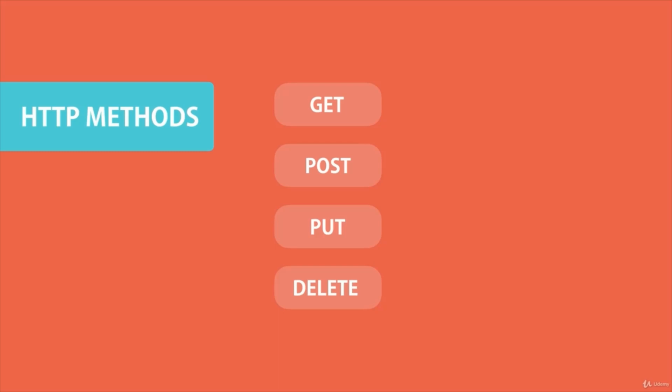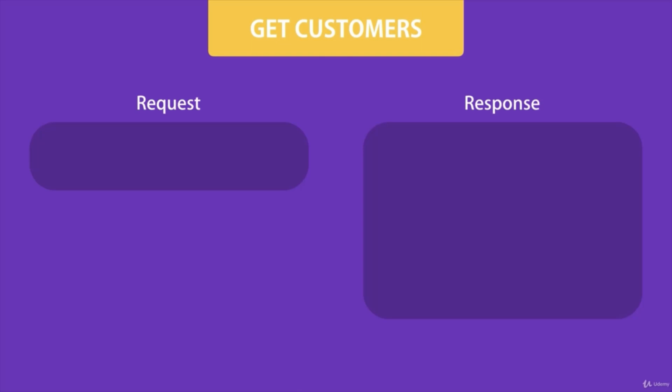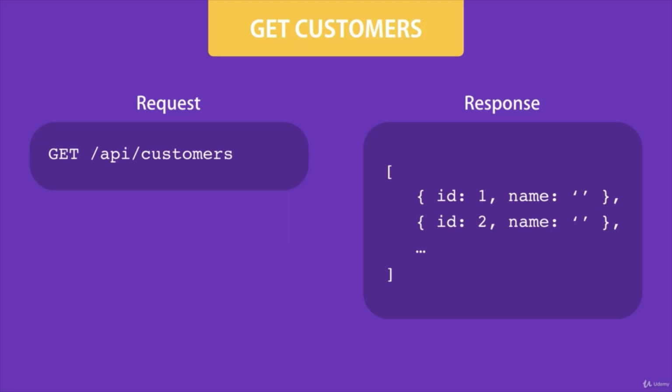Now let's explore each of these using our customers example. To get the list of all customers, we should send an HTTP GET request to this address. Note the plural name customers here. It indicates a list of customers. So when we send an HTTP GET request to this endpoint, our service should send us something like this. So we have an array of customer objects.